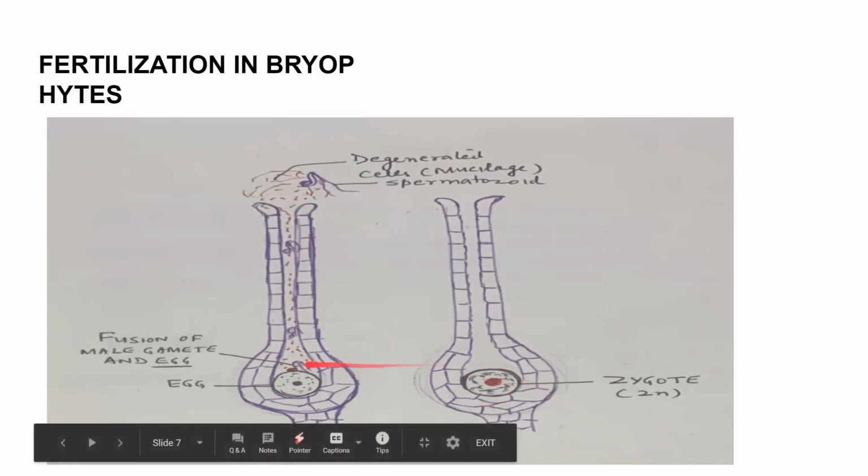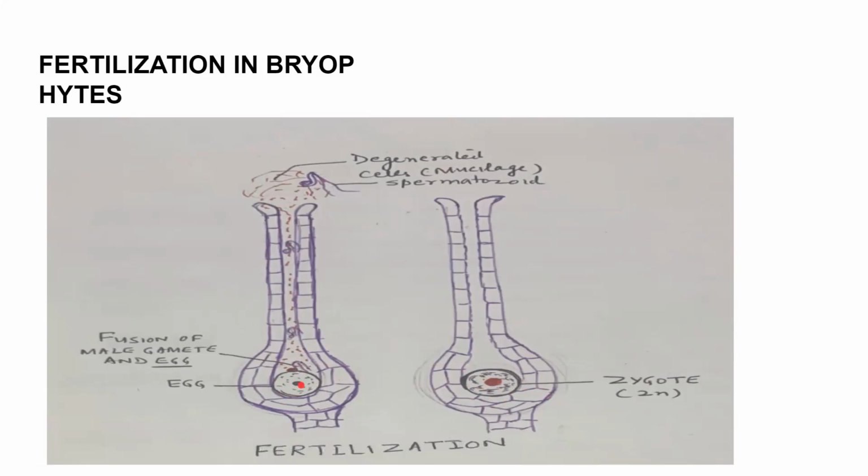Now this movement of antherozoid towards the egg cell from the archegonium requires water, and without water, fertilization cannot be completed. Bryophytes are called amphibious plants. This is because their life cycle is incomplete without water. Water will help in motility of the spermatozoid toward the egg and help in fertilization.